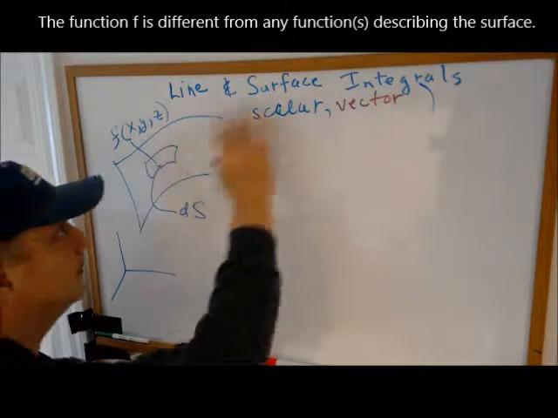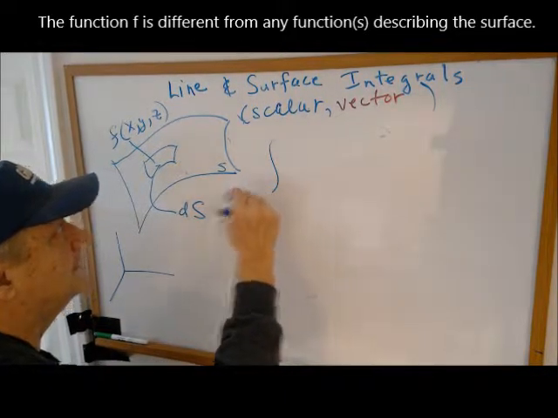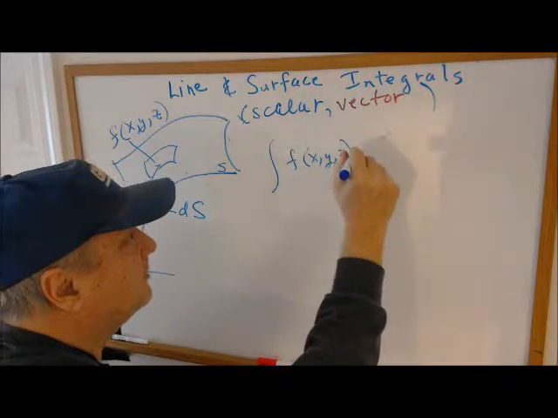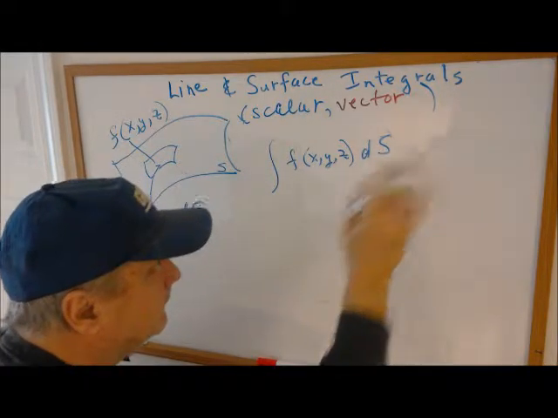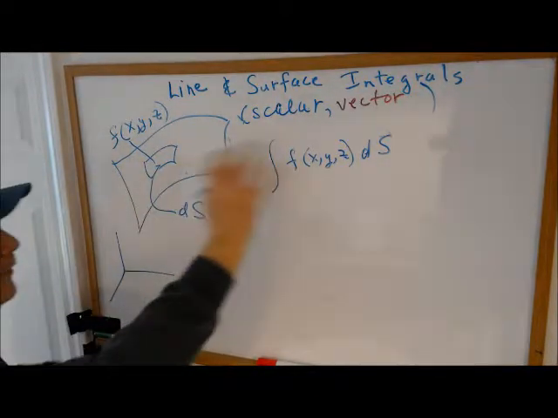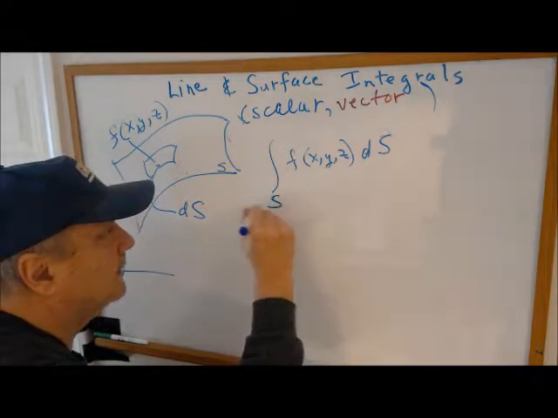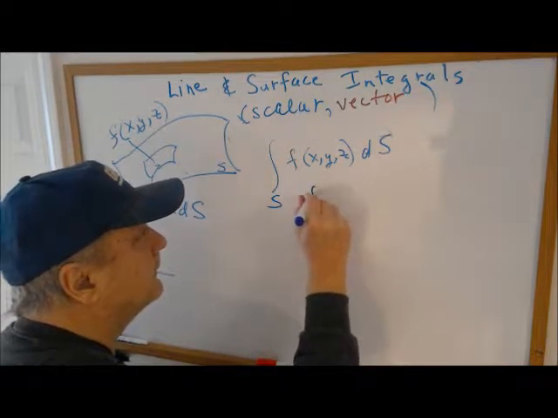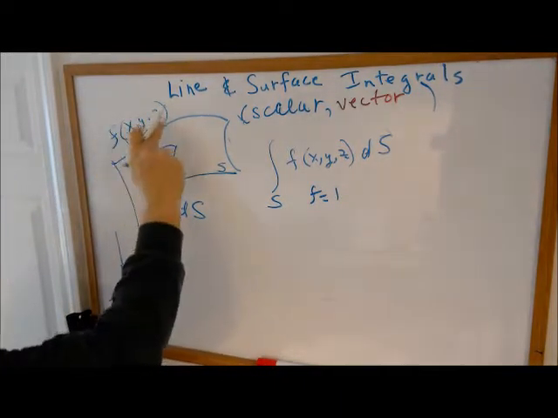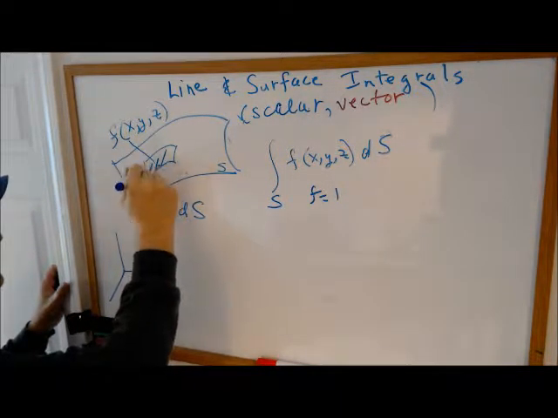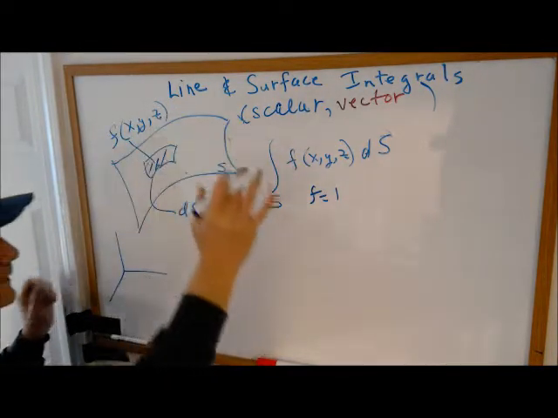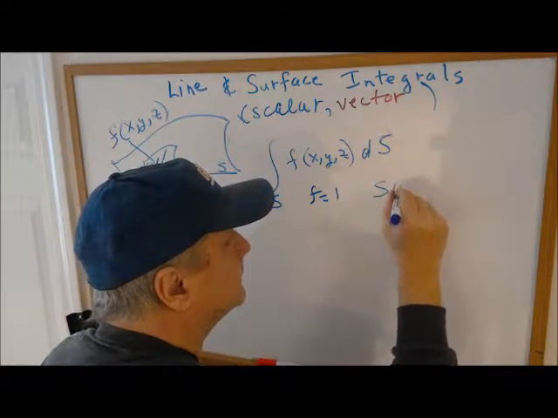All right, and we're going to integrate. What does that mean? It means we take our function and multiply it by the element of surface area over, not the curve now, but the entire surface. Okay, so again, if f is 1, we're just taking these little dS's and adding them all up throughout the entire surface, so that gives us surface area.